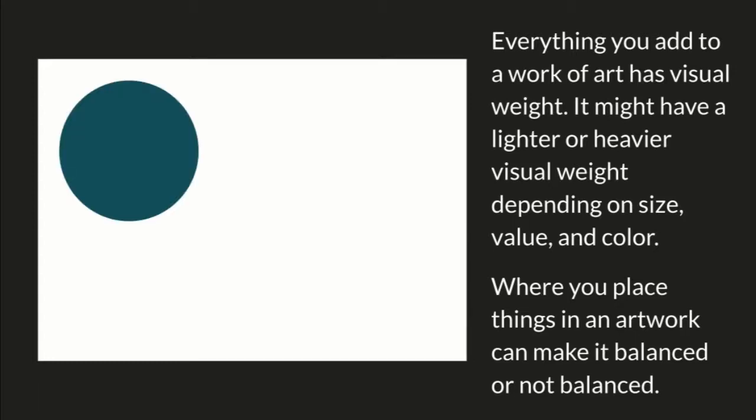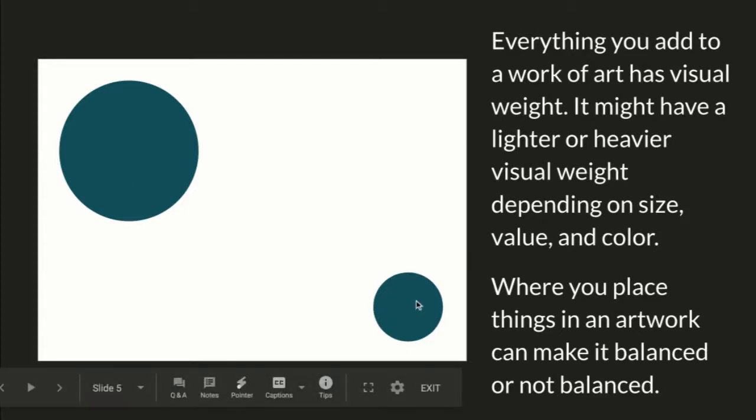So if we were to add something here to this artwork, that inherently has some visual weight to it. And where we place all the things in our artwork can make it balanced or not balanced. So if we added these 2 circles to our artwork here, we can see that the circle that's larger over here is going to have a heavier visual weight than our smaller circle. But these 2 circles are the same color, they're the same value, so definitely it's the size that makes it have a heavier visual weight.